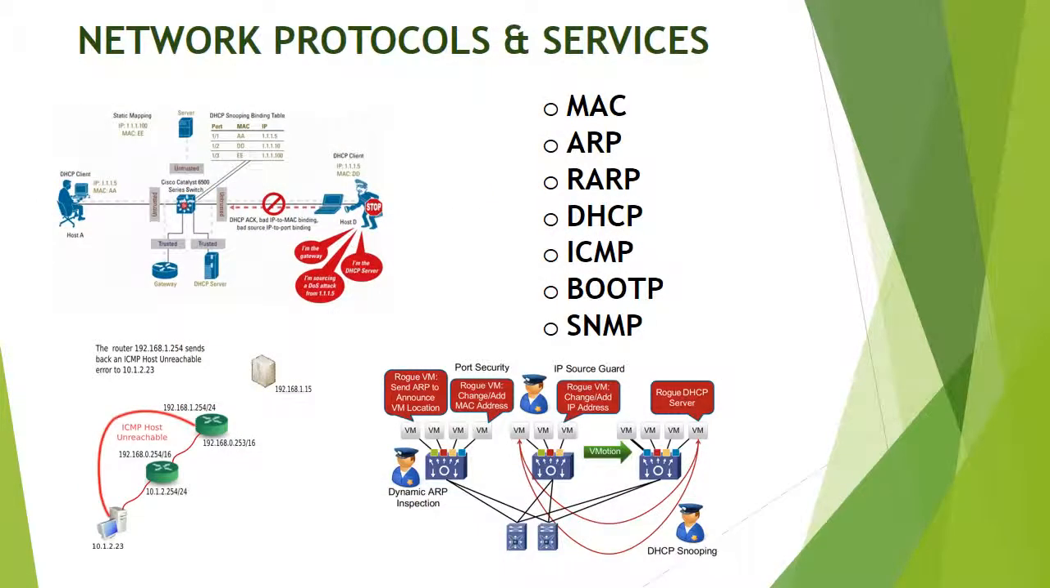There exists a wide array of network protocols and services within a network. Network protocols provide functionality and flow within the network, whereas services support the functionality required by the users on the network. Network protocols such as MAC, ARP, RARP, ICMP, BOOTP, SNMP are all network protocols. Services such as DNS, DHCP, and email will follow.